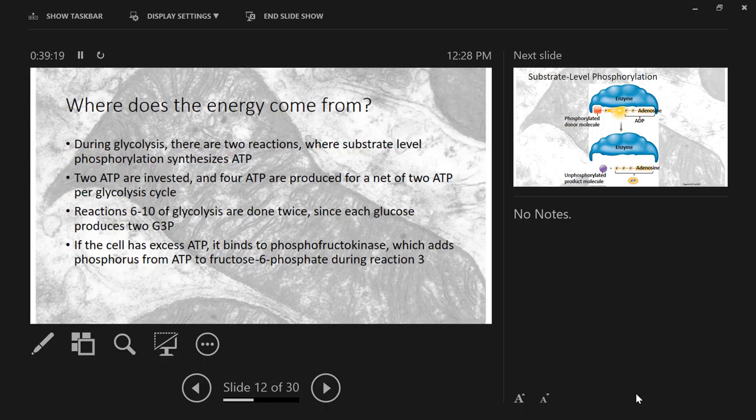And so this prevents phosphofructokinase from doing its job of hydrolyzing ATP and attaching a phosphate group onto fructose-6-phosphate. But we'll see all of this in a moment.